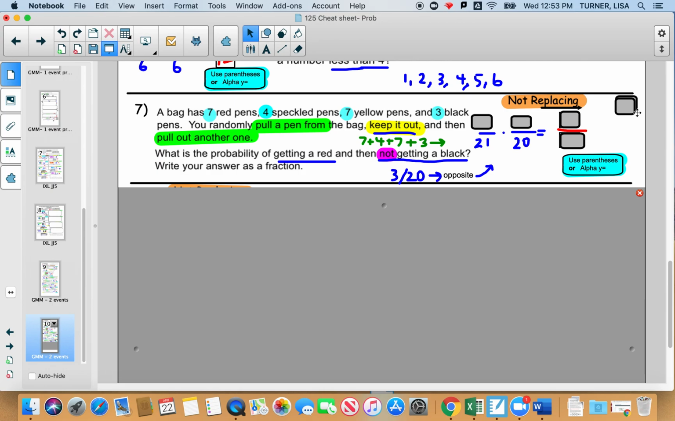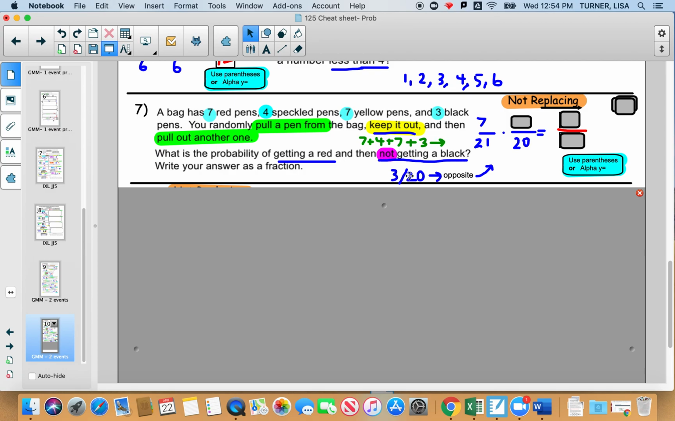It kind of makes sense. I'm going to take a pen out, keep it for myself and use it. And so be careful now, reading carefully, what's the probability of getting a red? I look back at my reds, and it's the first number, and so I should have a 7 out of 21. Now be careful, because your brain's going to go right to black, but it's not getting a black, so read carefully.